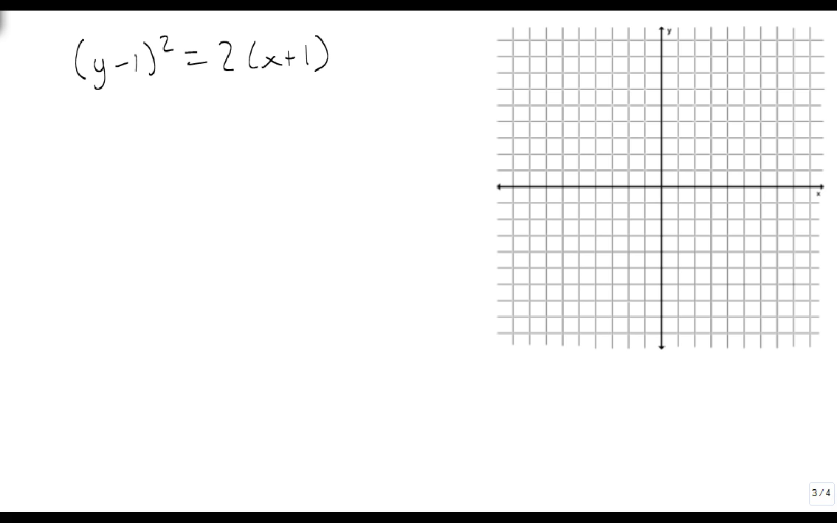So here's our first equation we want to graph. y minus 1 squared equals 2 times x plus 1. And the first thing we do is identify that our k is a 1. It's whatever's attached to the y, and it's lying about its sign. And our h is a negative 1. It's attached to the x, and it's lying about its sign. So if I come to negative 1, 1, this right here is my vertex.